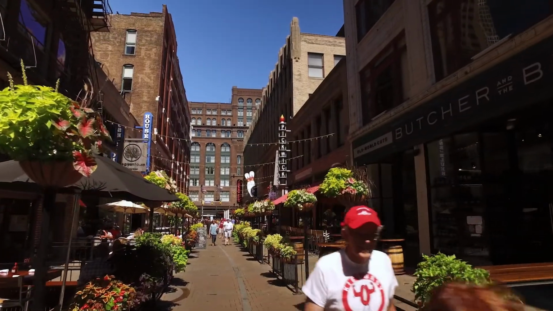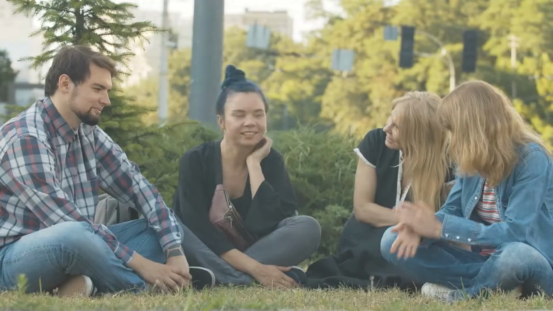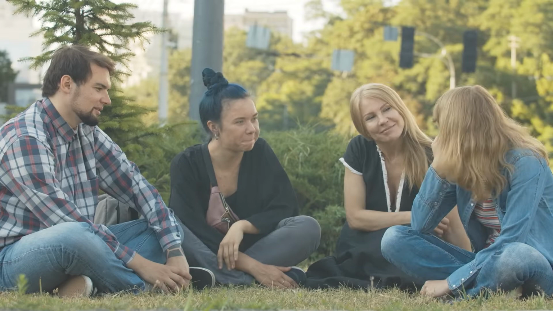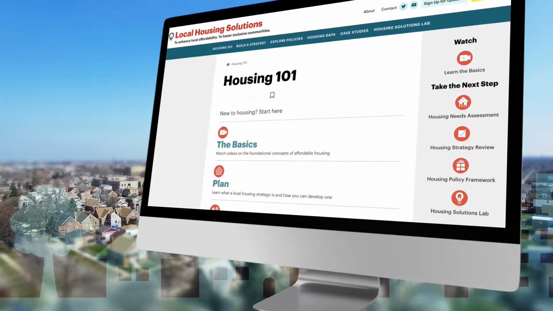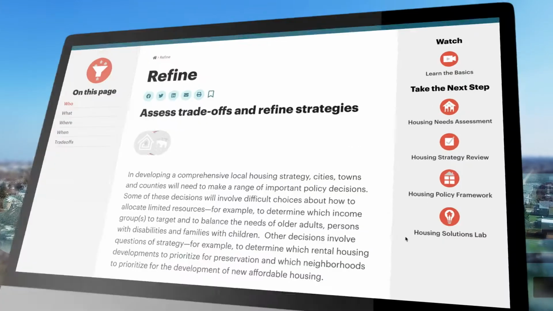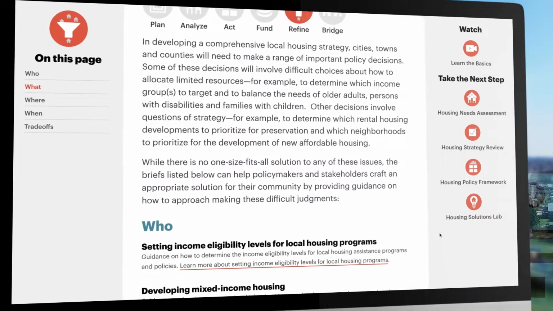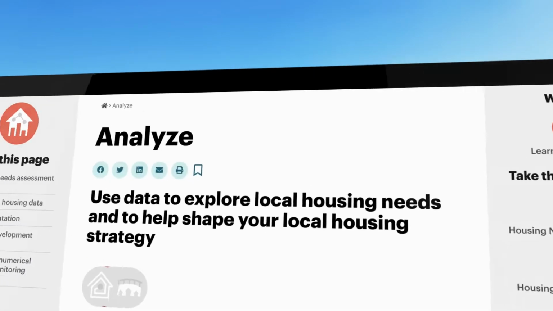There's no shortcut to conducting any comprehensive planning effort, and a local housing strategy is no exception. The training and information provided on Local Housing Solutions is designed to be your roadmap and to give you the tools and data required to succeed.